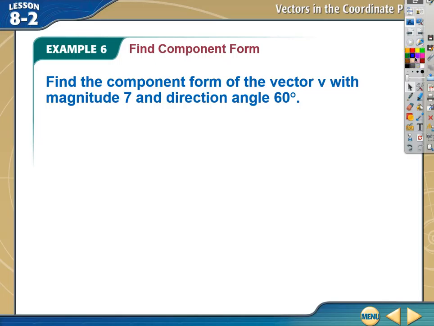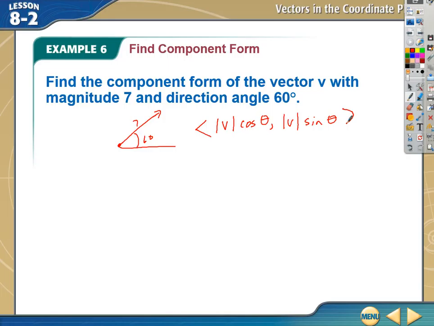Remember, the old way we used to do this is we'd draw it out: magnitude 7, angle 60 degrees. But they want the component form. This is going to be much like finding the Vx and the Vy. To find my component form, I take the magnitude of my vector times cosine of theta, comma, the magnitude of my vector times sine of theta.